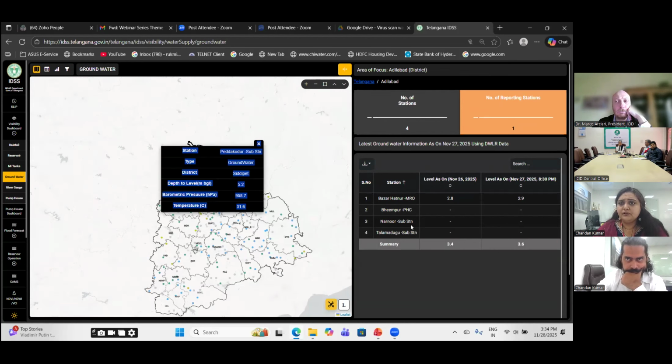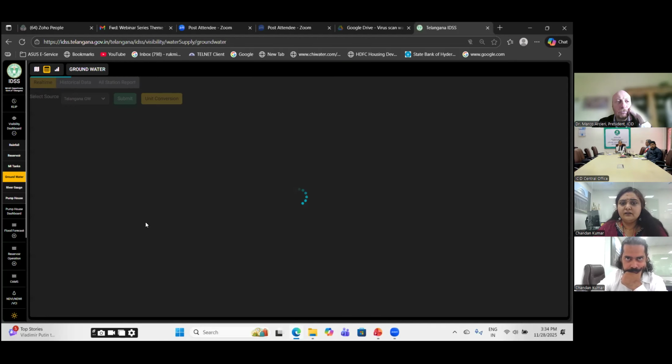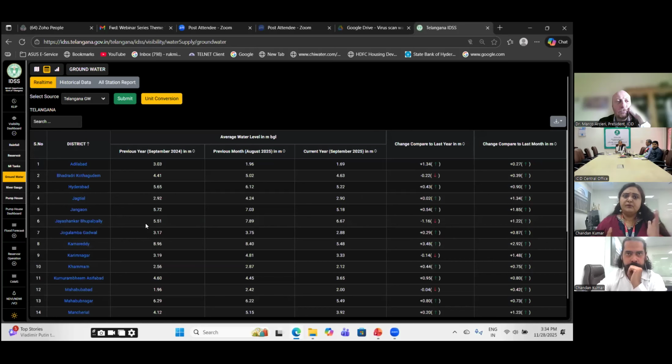For example, I also want to understand in the groundwater, for that particular district, Adilabad district, what is the groundwater level in the previous year, in the previous month, in the current month. So we can even find whether it has been increasing or decreasing. This kind of comparison can also be done here. So that is one plus point with this.